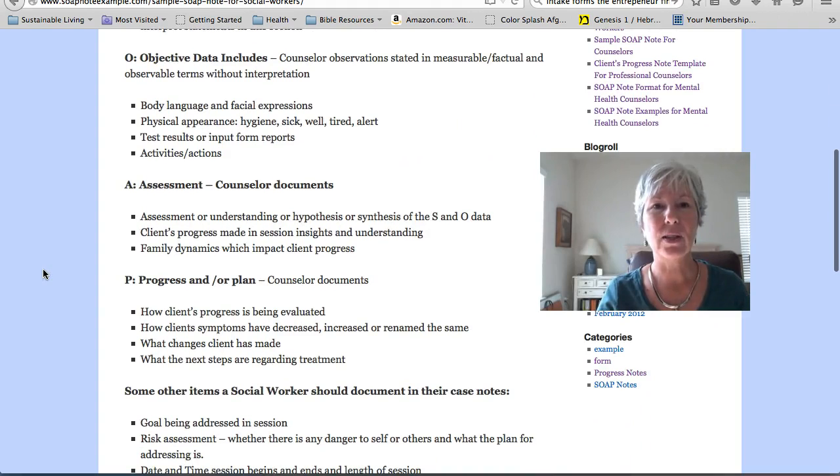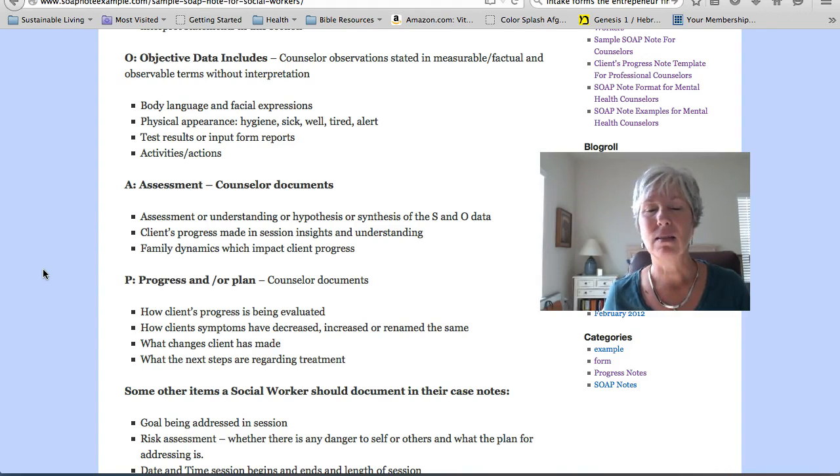Now the third part of the soap note, the A, has to do with the assessment. Under the assessment, or the A portion of your soap note, you want to make an assessment. You're going to assimilate the subjective data and the objective data and try to make some sense out of it. You might include any insights that the client gained during their session with you, and also any family dynamics that play into the client's treatment plan or process or progress.